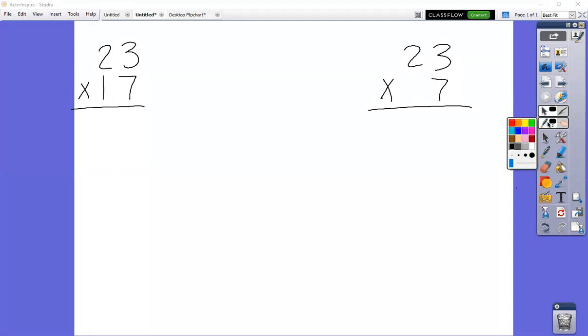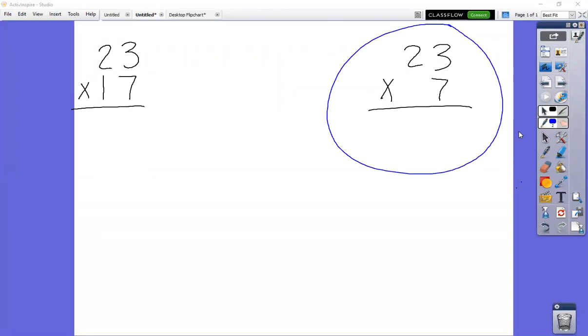So let's just refresh real quick. Do we still remember how to do this one? 23 times 7, we do 7 times 3 is 21. Put the 1 down there, the 2 up here. 7 times 2 is 14, plus 2 is 16. Okay, so we know how to do that, but now we're going to learn how to do this guy over here.